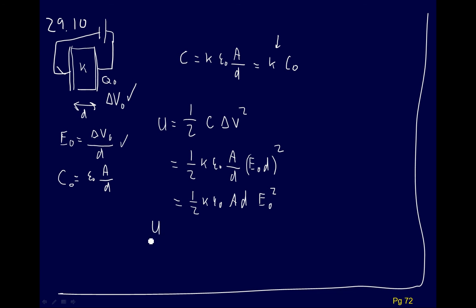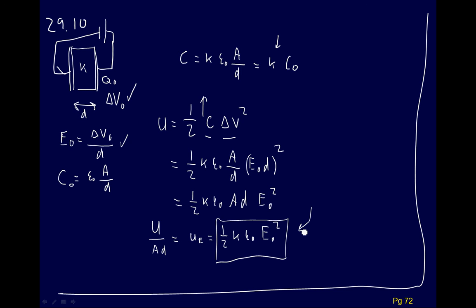And then what the book does is it divides this by area times distance to get what they call the energy density. When I cancel out the A and the D, I get the energy density as just being like this here. So if you look at these two pieces, when I put in the Mylar strip, the capacitance increased and the potential stayed the same, so overall the energy density increased by a factor of kappa.